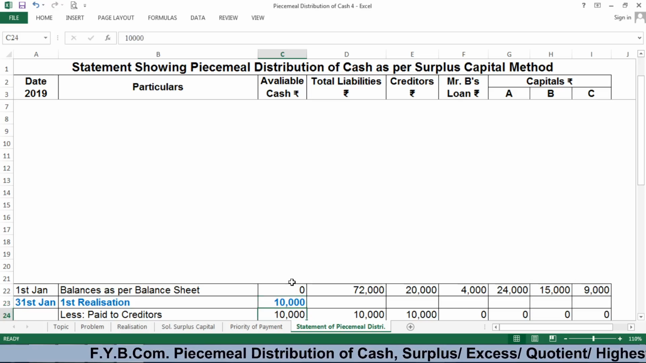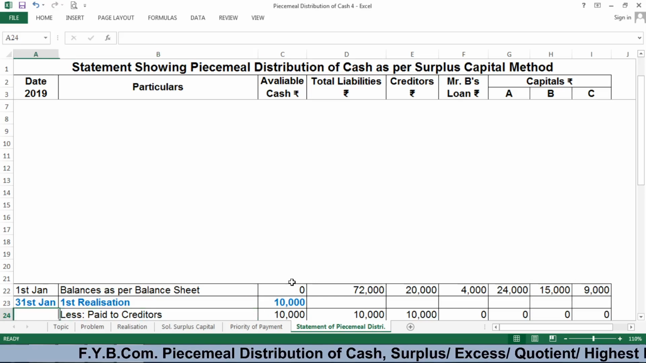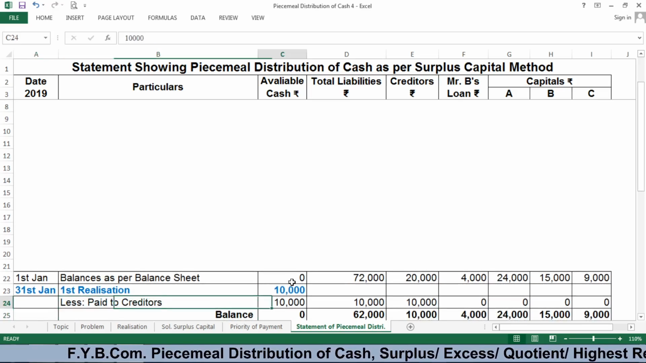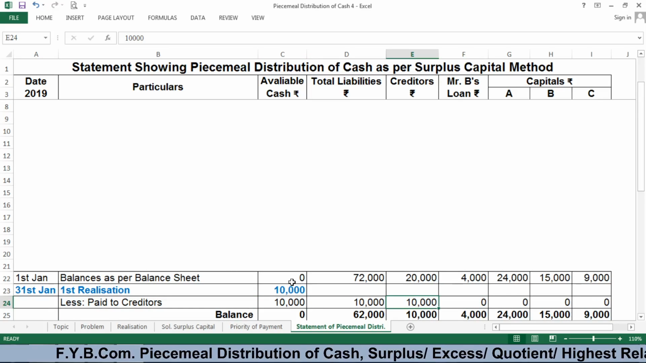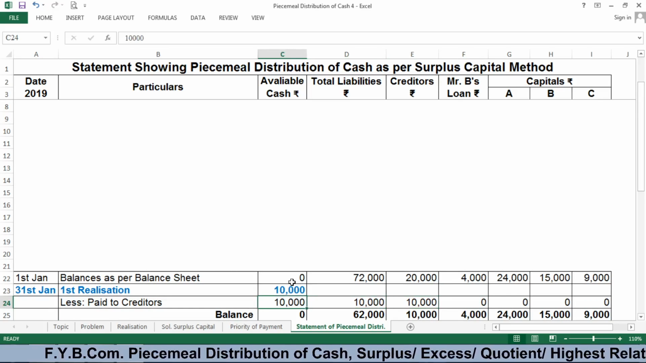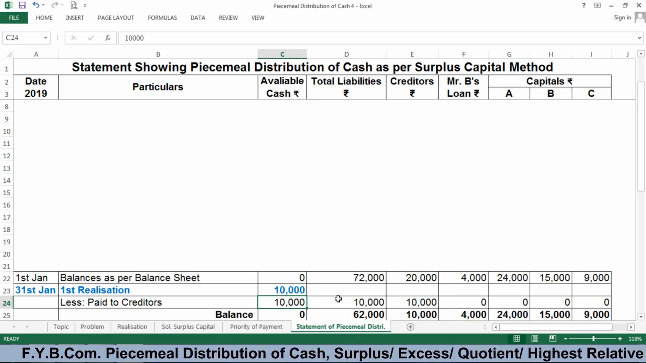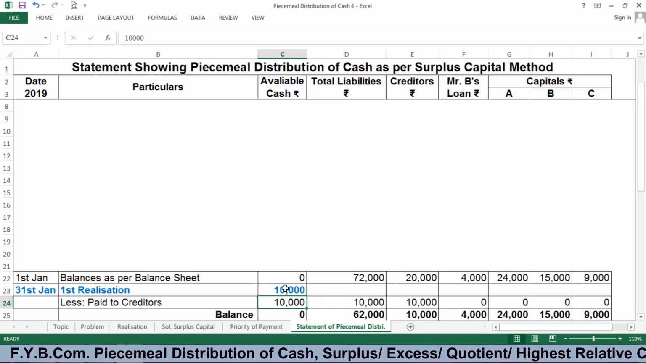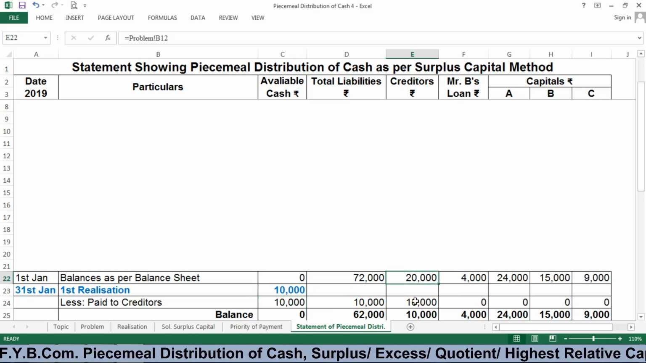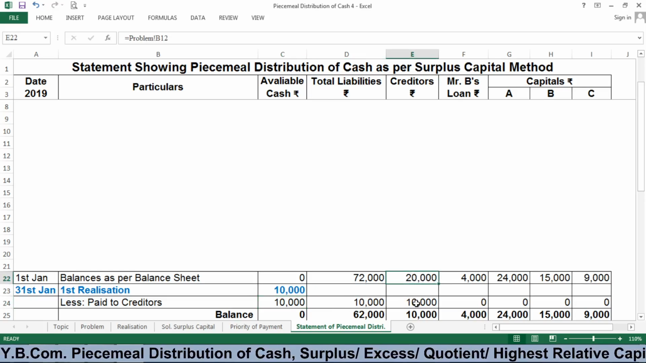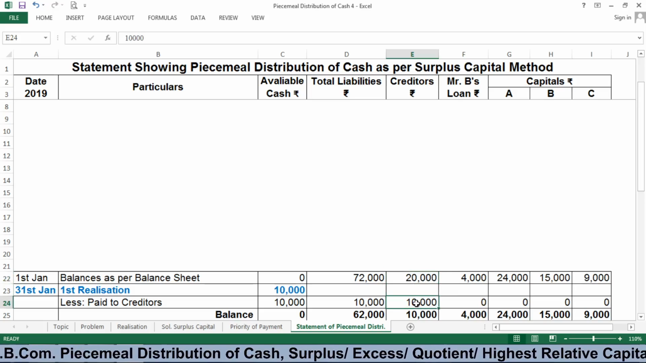So the total amount will be received by creditors. So let's pay to creditors. Creditors will receive 10,000. Our total liability will reduce by 10,000 and cash will be reduced by 10,000. So whatever amount we got, 10,000, and we have to pay 20,000. So we are unable to pay 20,000. So we are going to pay only 10,000.